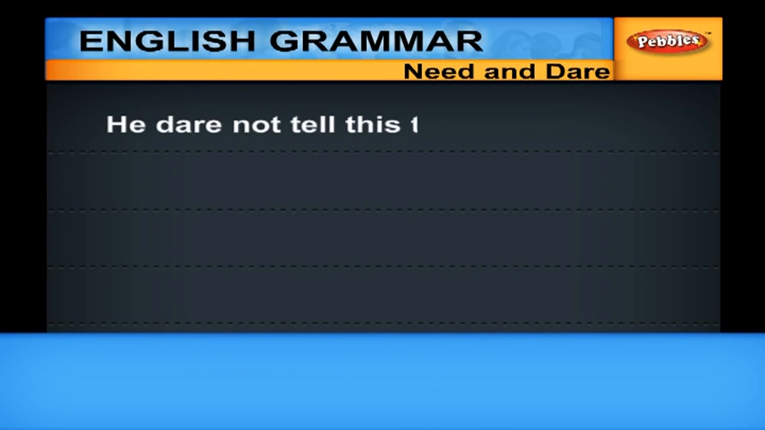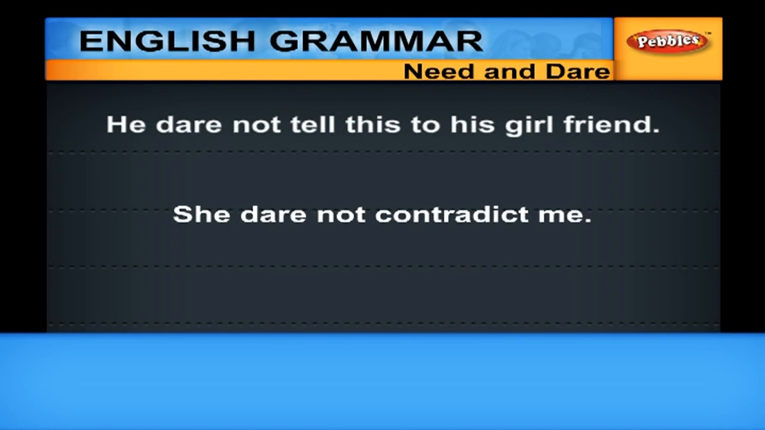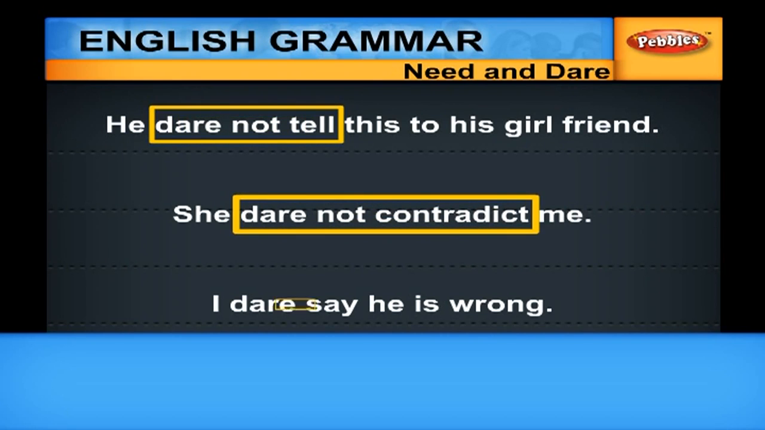He dare not tell this to his girlfriend. She dare not contradict me. I dare say he is wrong. In all these instances, you are using dare as a modal auxiliary.